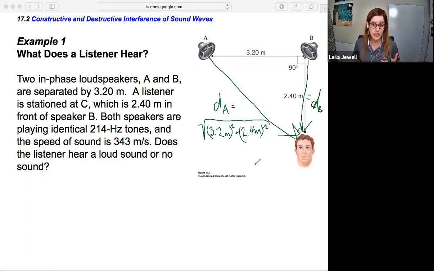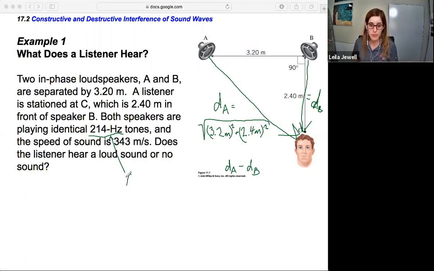We can then look at the path length difference, dA minus dB, because we know dA is going to be longer than dB. It's a diagonal path. It has to go further. That will give us some number. What we need to figure out then is if that's an integer number of wavelengths or not. So what's the wavelength of this sound? Well, notice they didn't give us the wavelength here. What did they give us for this problem? They mentioned this 214 hertz. What kind of quantity is in units of hertz? That's our frequency, right? So we know the frequency.